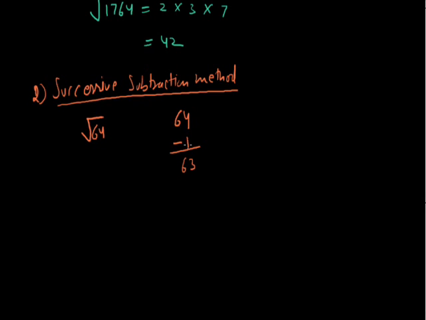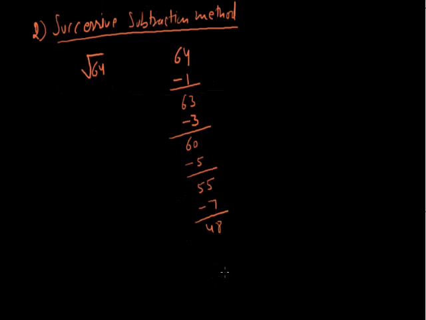Now after 1 the next odd number is 3. From 63 we subtract 3, we get 60. After 3 the next odd number is 5, we subtract 5, and we get 55. After 5 the next odd number is 7. 55 minus 7, I get 48. The next odd number after 7 is 9. So 48 minus 9 is 39.